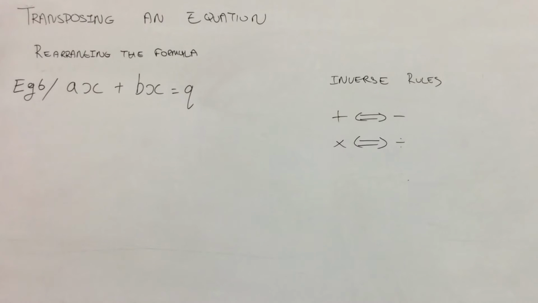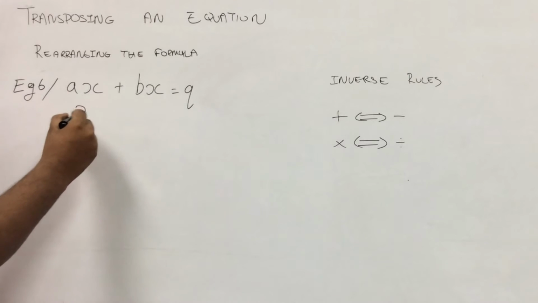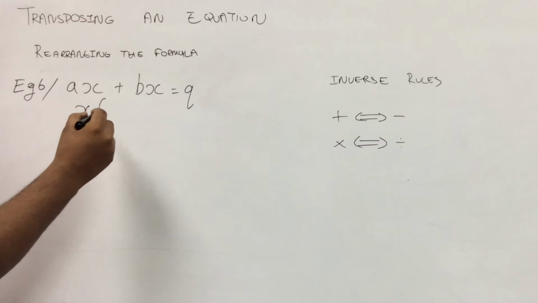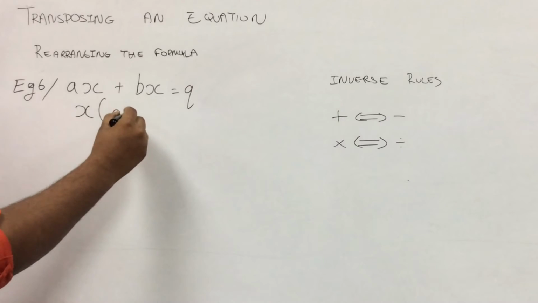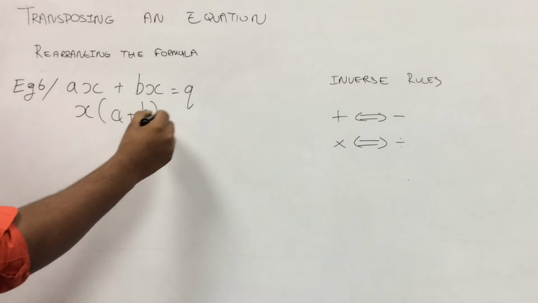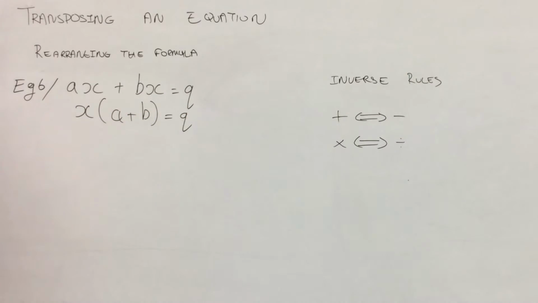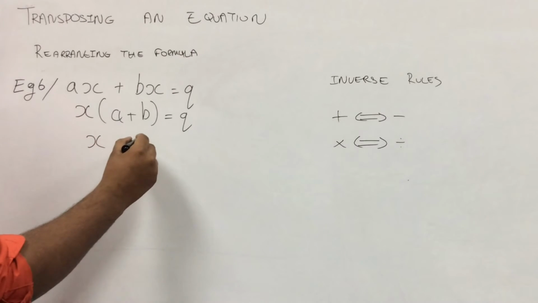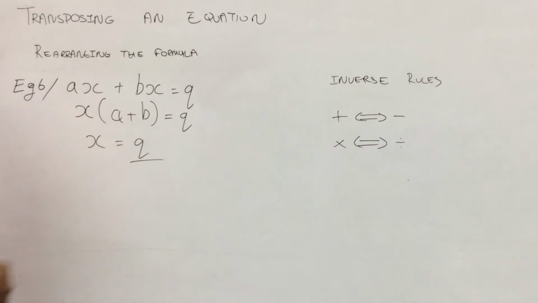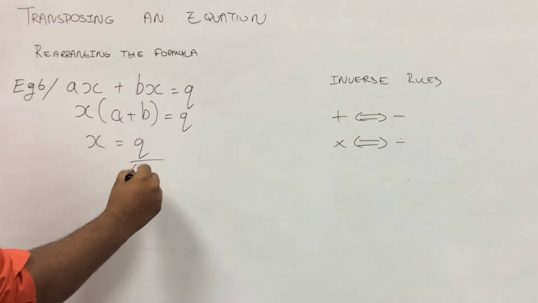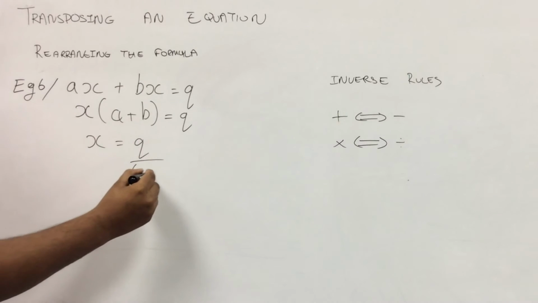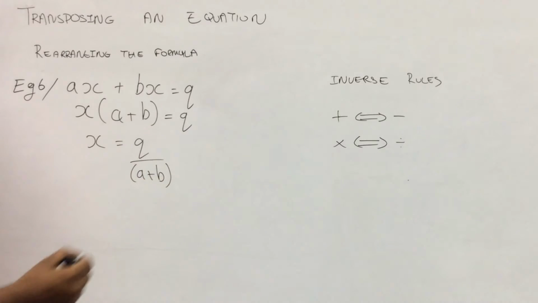We now go to example 6. ax plus bx equals q. We want to make x the subject of the formula, so we need to factorize. Put an x outside the brackets, and inside the brackets put a plus b, making that equal to q. We want to get rid of the a plus b, so as it is a multiply, it will be a divide across the equal sign on the other side. Therefore, the equation reads x is equal to q divided by a plus b.